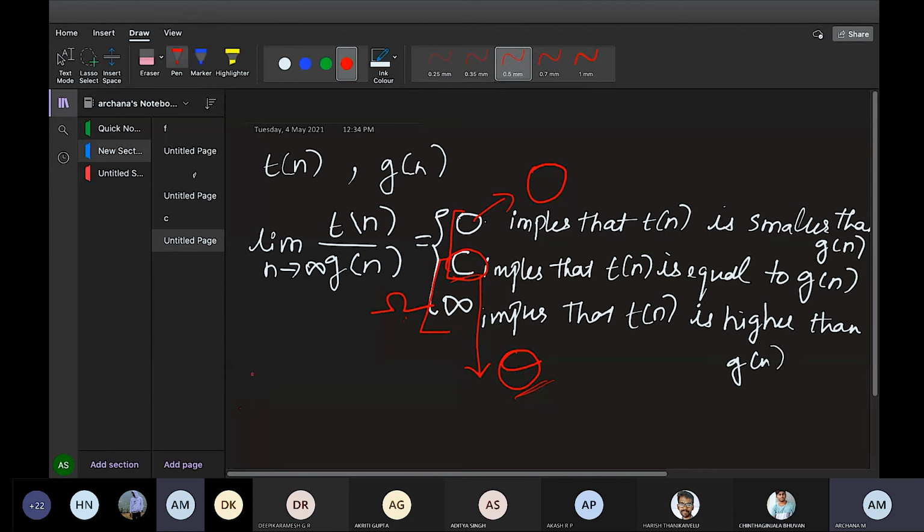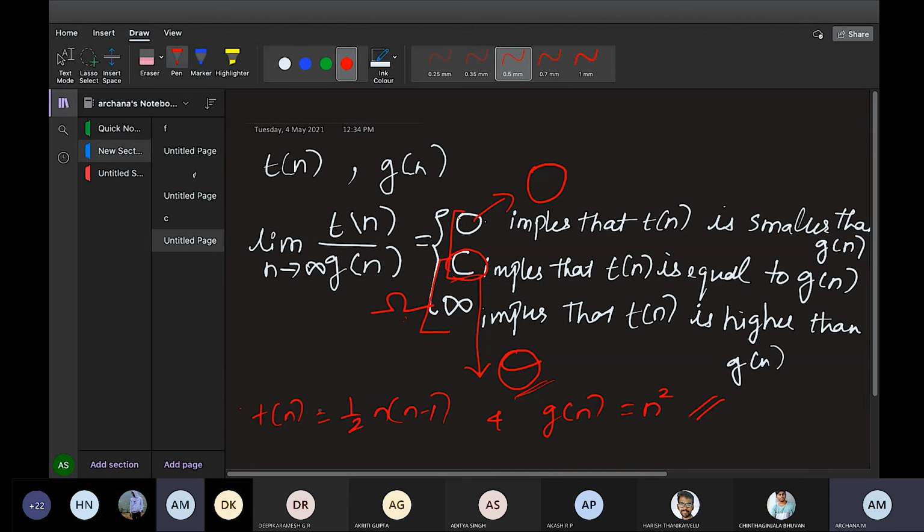We will take two different functions. First function, t of n is equal to 1 by 2 n into n minus 1, and the second function, g of n, is equal to n square. You have to find which bound these functions belong to. The question they'll ask is: two different functions are given, show which bound these two functions belong to. You people have to answer.